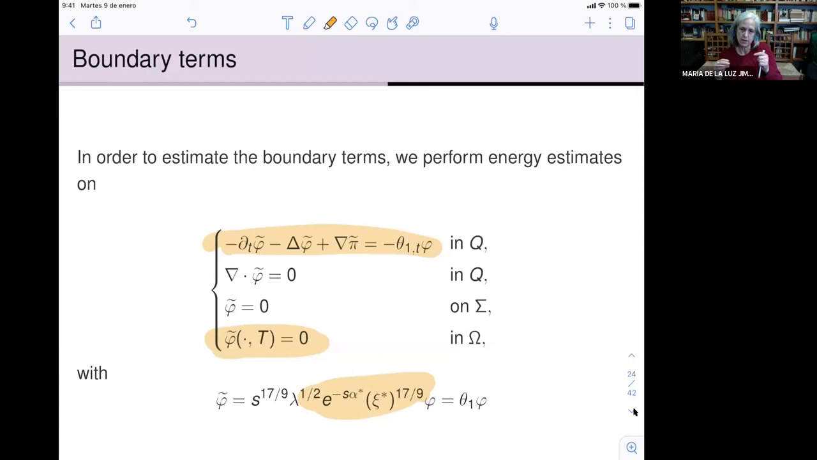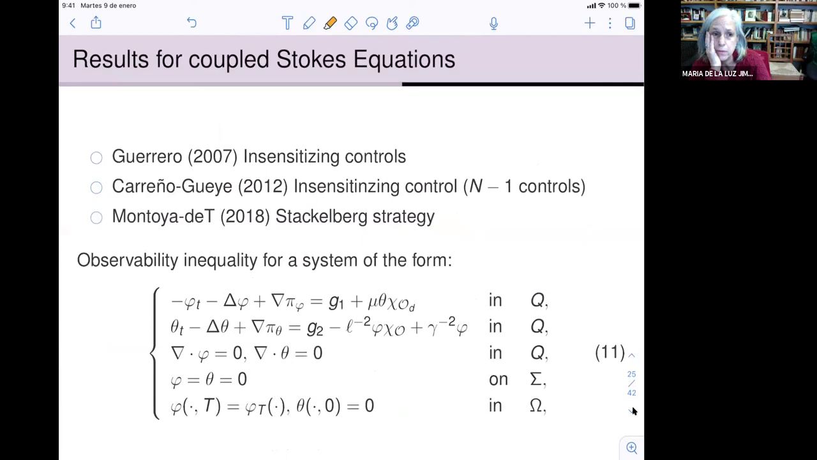So what exists in the literature regarding coupled Stokes equations? There are some results, mainly related to insensitizing controls or to Stackelberg strategies, some from Guerrero, Carreño, Angay, Montoya, and myself, where we worked on a Stackelberg strategy. And in those situations we were able to work with this kind of coupled systems.